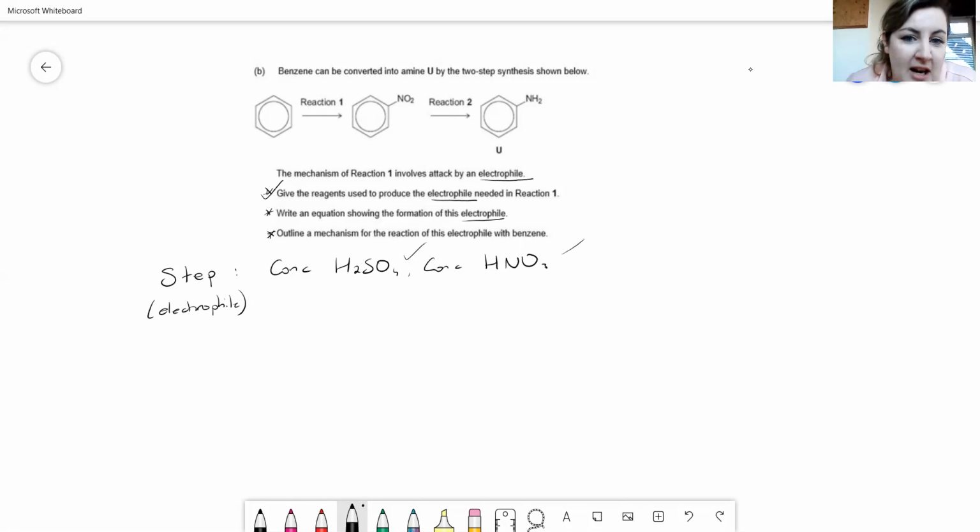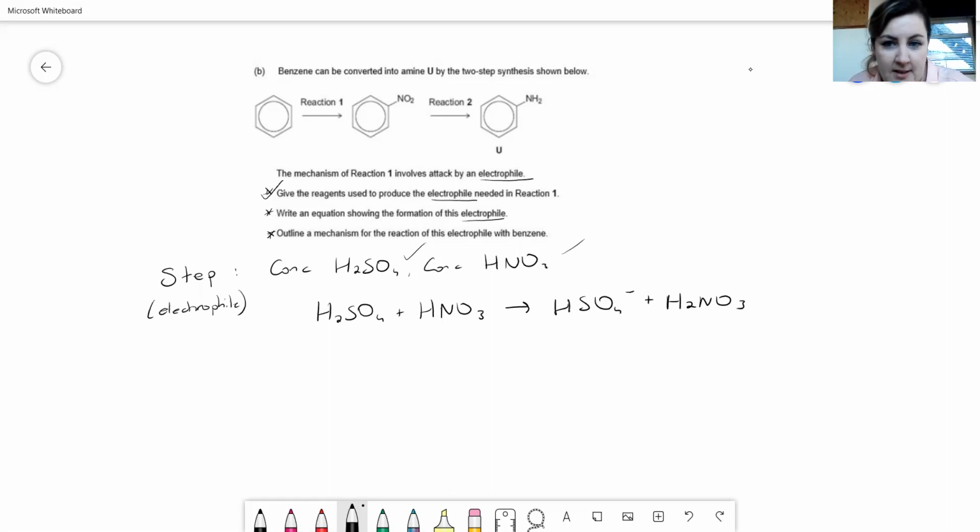So I have to write out the equation now to see if I can form this electrophile. And this electrophile that we form will be involved in the mechanism here. So I essentially have my H2SO4 plus HNO3. And what I get then is HSO4 minus plus H2NO3 plus. Now looking at this, if you know your Bronsted-Lowry theory from acids and bases, even though nitric acid has acid in the name, I can see very clearly here that this has accepted a proton, making it a base, and that the sulfuric acid has donated a proton, making it the acid. So that's just a little side point there.